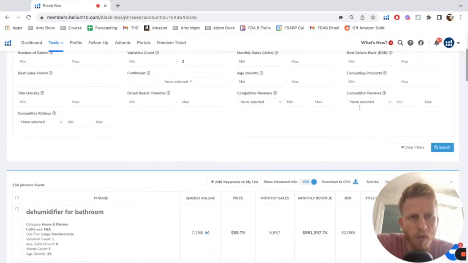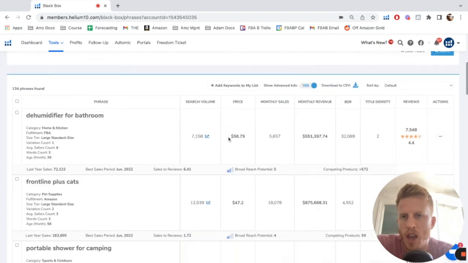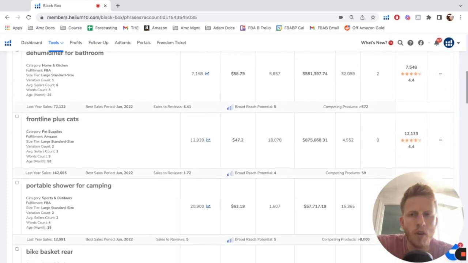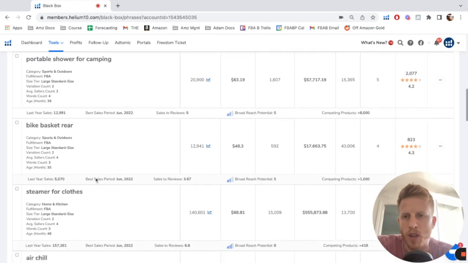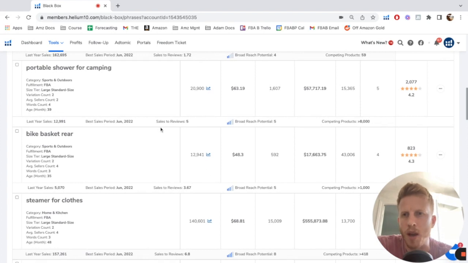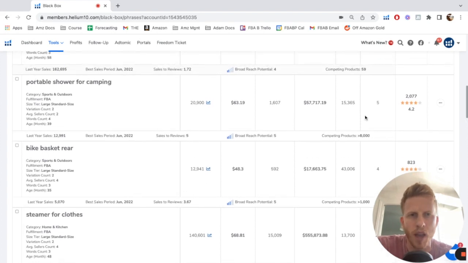I've put this maximum on 4.4, and I've hit search there. Let's go down, and there's some stuff that I'm just going to avoid because I don't really like it. Bike basket, I'm not saying I'm going to avoid that, but a steamer for clothes, super functional. It's not really a passion for me. It's not something that I think people are going to spend more money on necessarily. But, portable shower for camping.